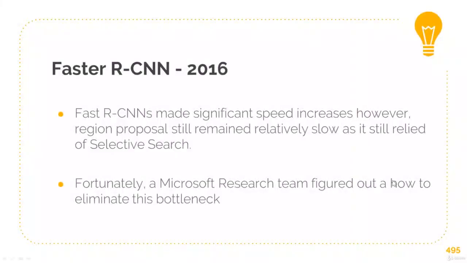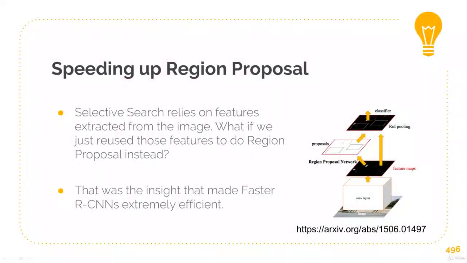Now a year later, in 2016, Faster RCNNs made their release. Faster RCNNs made significant speed increases. However, region proposal still remained relatively slow, as it still relied on the selective search algorithm. Fortunately, a Microsoft research team figured out how to eliminate this bottleneck. How did they speed up region proposal? Selective search relies on features extracted from the image. What if we just reuse those features to do region proposal instead? That was the insight that made Faster RCNNs extremely efficient.